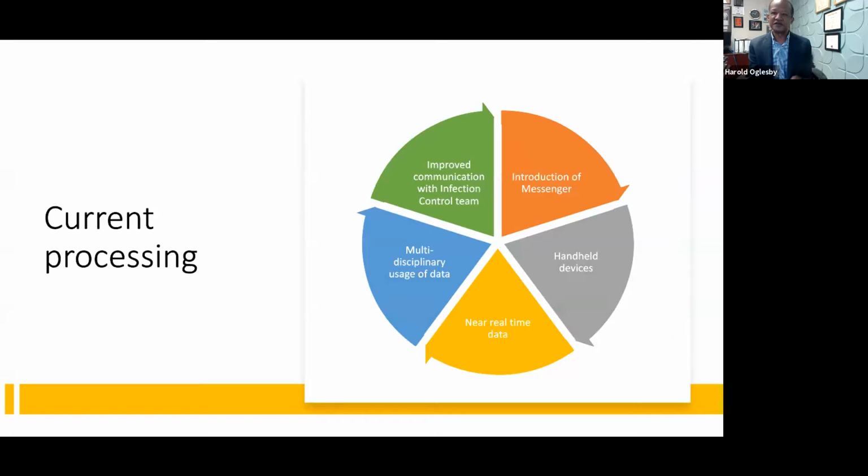And our current process is, we have improved communication, particularly with our infection control team. We're introducing the Messenger, which is the app that I talked about, that you put on your handheld device and have real-time information in a really small device, not a tablet that can be sat down someplace and you have to go find it. You put it in your pocket and move from place to place and have it readily available. The near real-time data has gotten closer and closer to really real-time information, and the multidisciplinary usage of the data is significantly improved.